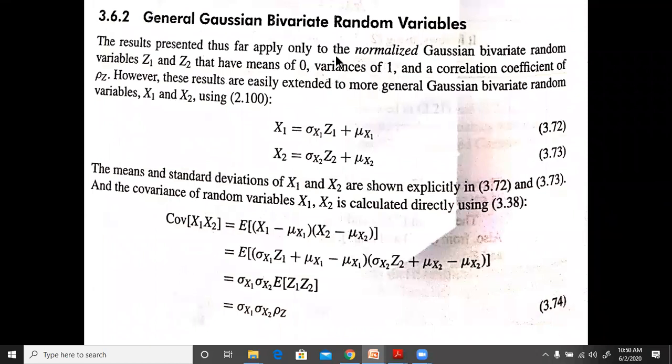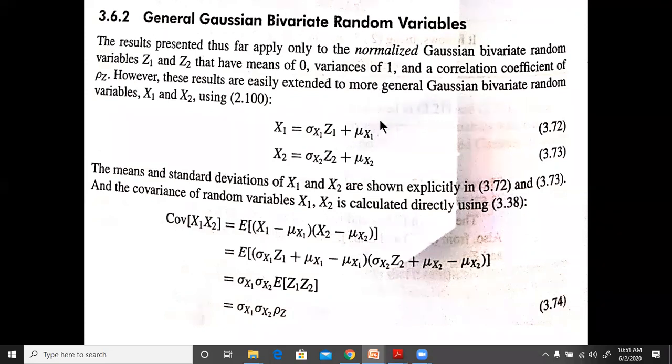So, general Gaussian bivariate random variable. Earlier we took the mean equal to 0. Now we'll take the general. The results presented thus far are only for the normalized case. Normalized will have the Gaussian bivariate random variable z1, z2 with mean 0 and variance 1. That is normalized. But if you take the general one, okay, so again, for a normalized one, the correlation coefficient is written as rho z. However, these results are easily extended to a more general Gaussian bivariate random variable x1, x2, where x1 is sigma x1 z1 plus mu x1, and x2 is sigma x2 z2 plus mu x2. So again, this becomes a linear combination, some multiplication factor for z1, and then the addition of the mean of x.